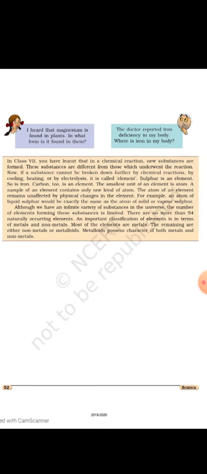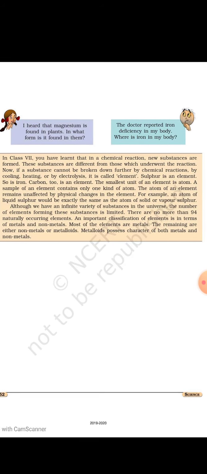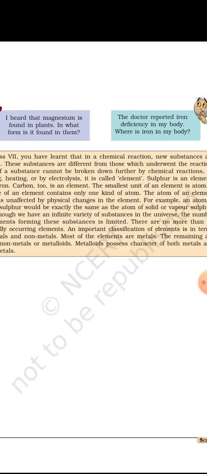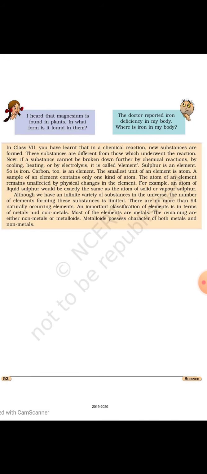Okay students, you know that magnesium is found in plants. In what form it is found, you can find out. The doctor reported iron deficiency in my body. Where is iron in my body? These are simple questions given for simple reasons.